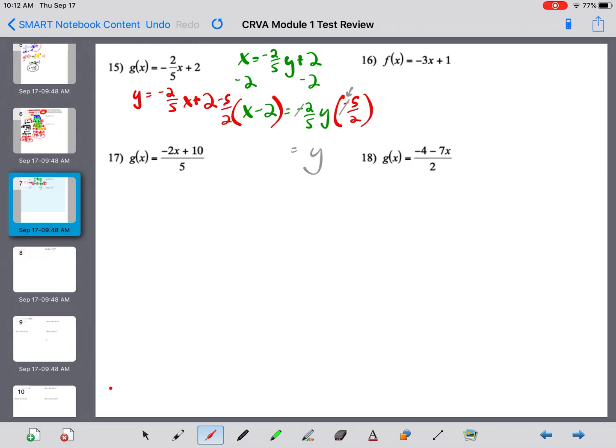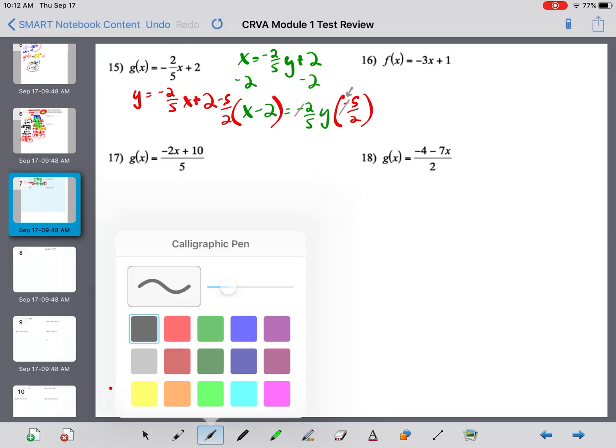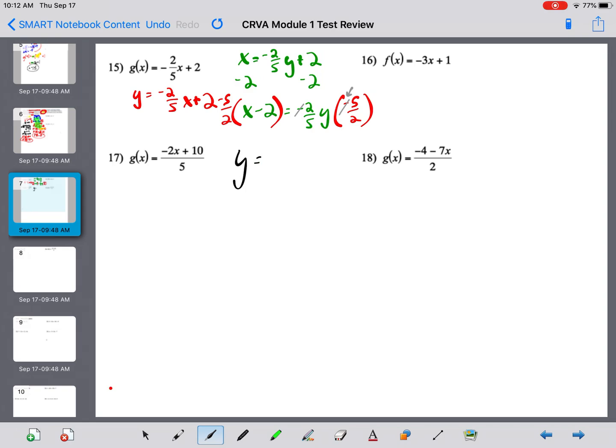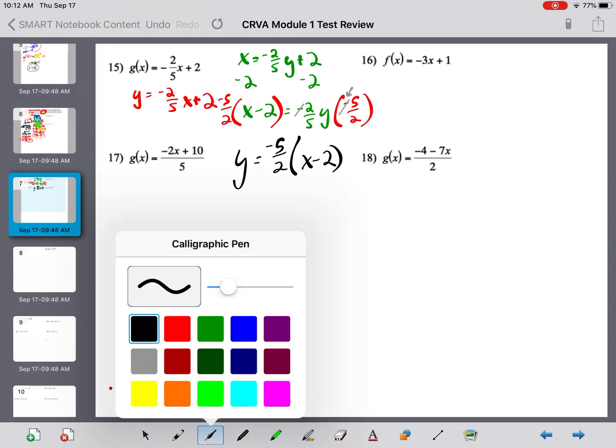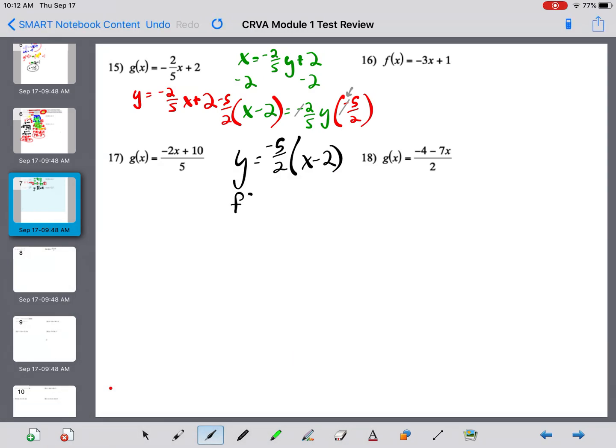So let's write this really nice and neat now. But I'm going to actually put the y on the left side. So y equals negative 5/2 times x minus 2. But let's rewrite this in function notation. This is the inverse function. There we are. And that's evaluated at a number.